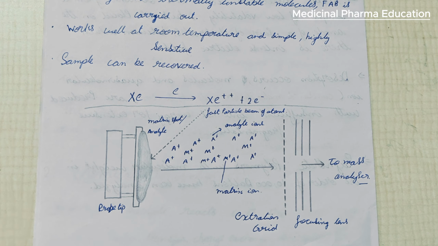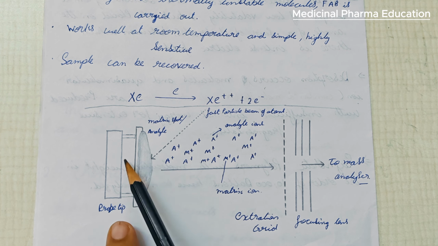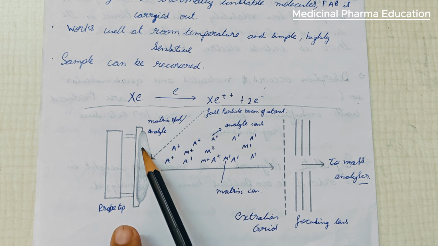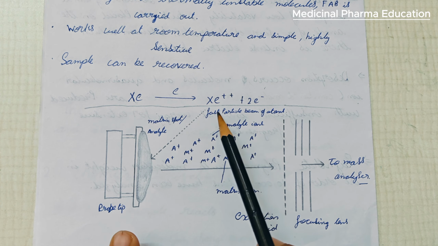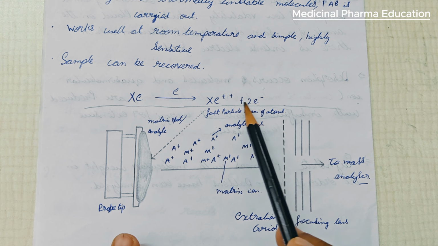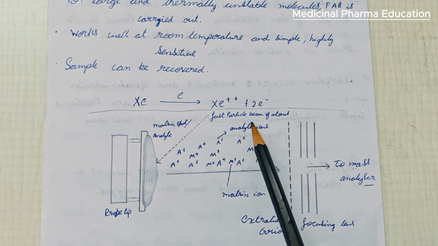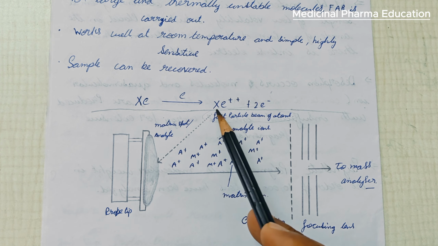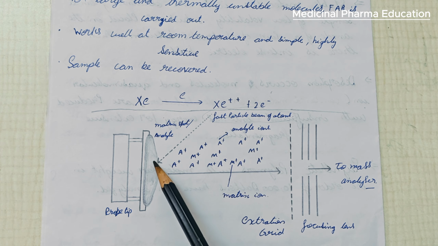See, this is the instrumentation of FAB. It contains the sample probe. This is the probe, and this is the coated layer, where the sample is dissolved in glycerin and sprayed on the probe. And this is the fast particle beam of atoms, which is angled on the probe.